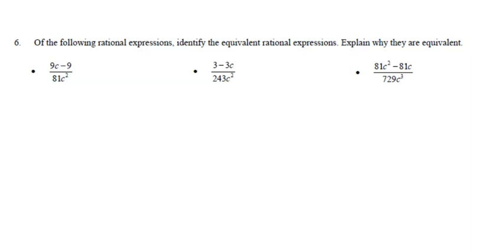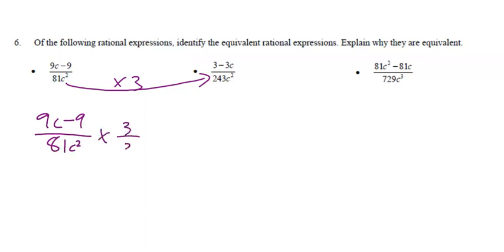Okay, so let's think about this. How would you get from 81c squared to 243c squared? What would you do? Multiply by 3. Yeah, you multiply by 3. Okay, so here we go, times 3. If I multiply this by 3, what would I get? So I have 9c minus 9 over 81c squared times 3 over 3. So I'm going to get my 243c squared. What do I get up top?